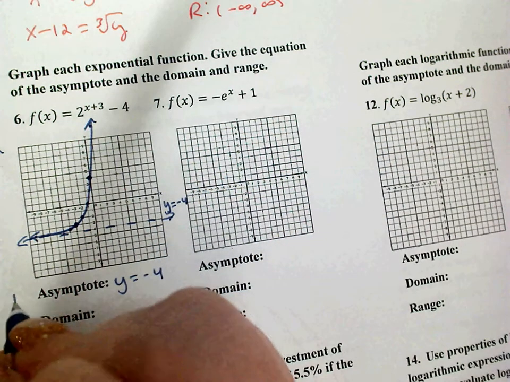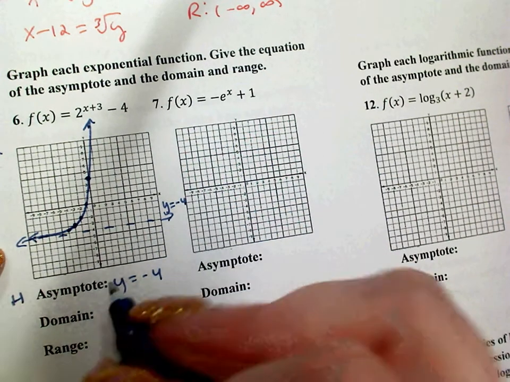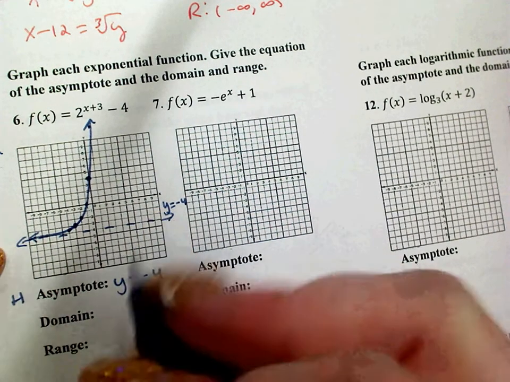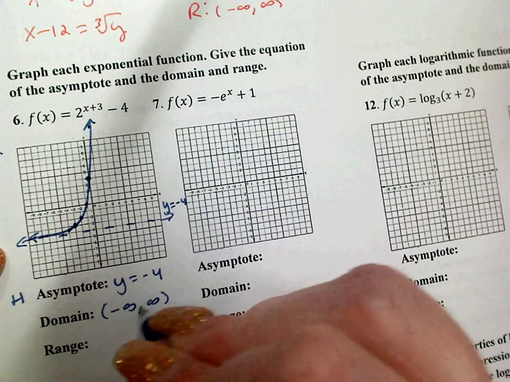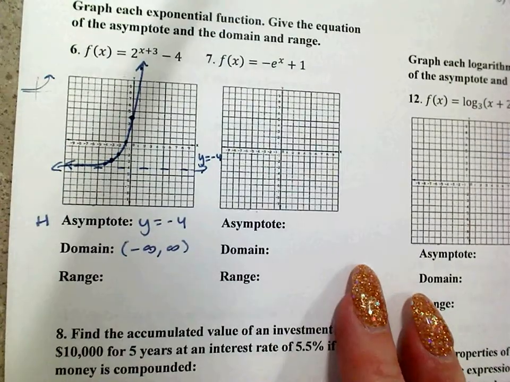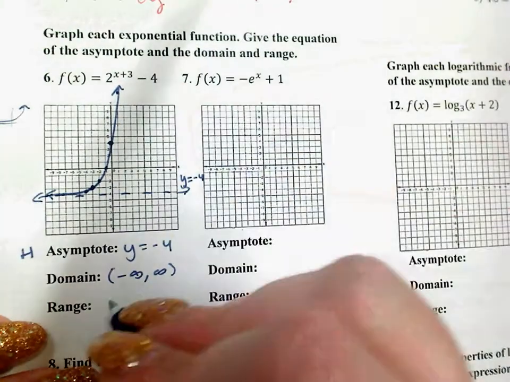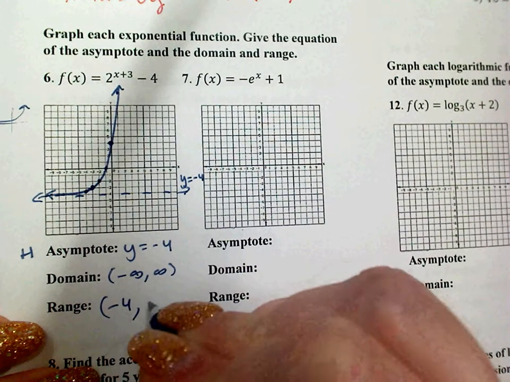The domain is left and right. It goes all the way left and all the way to the right. So my domain would be -infinity to infinity. My range is low to high. The lowest it goes is that horizontal asymptote -4, but it never actually reaches it, and it goes up to infinity. And there we go.